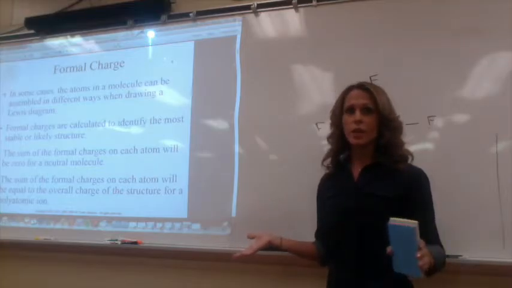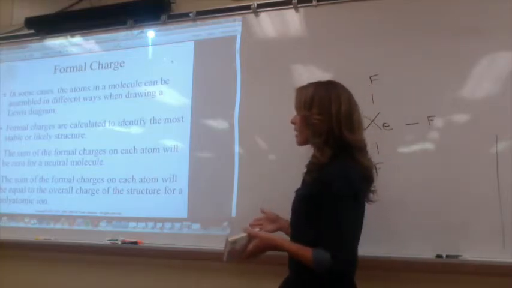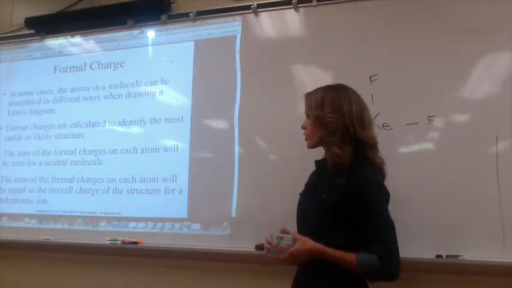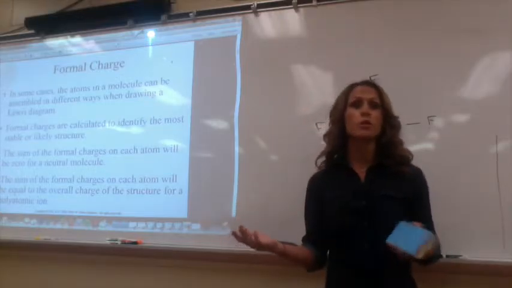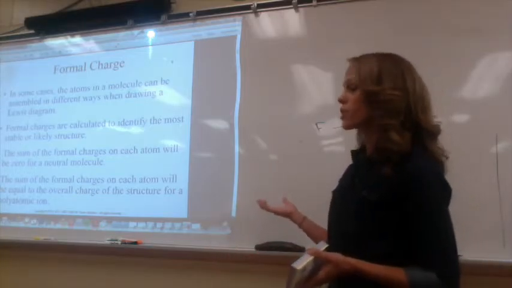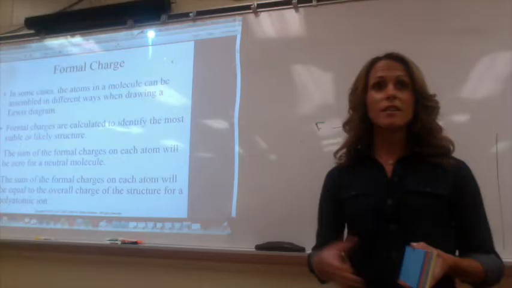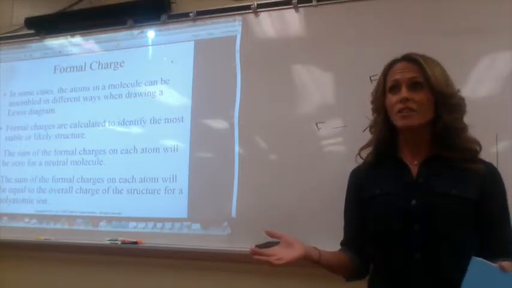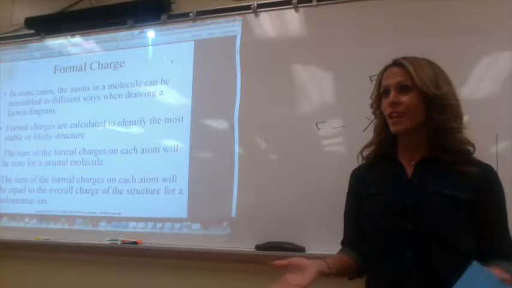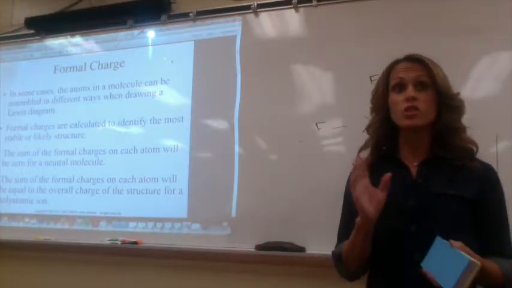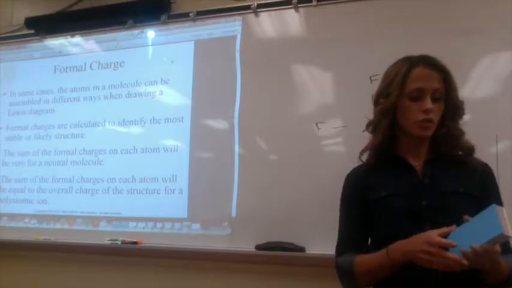Neutral atoms are 0, right? If we have a polyatomic ion, then the sum of the formal charges on each atom will be equal to the overall charge of the structure for a polyatomic. So if I'm doing sulfate, which we will do, that has a -2 charge. The sum of my charges should give me a -2. If it's not a polyatomic ion, then the sum of my charges should give me 0. And if you get anything else, then you did it incorrectly. If you got a -3 and you're supposed to have a -2, you did it incorrectly, which means your structure is wrong. So you need to redraw your structure.